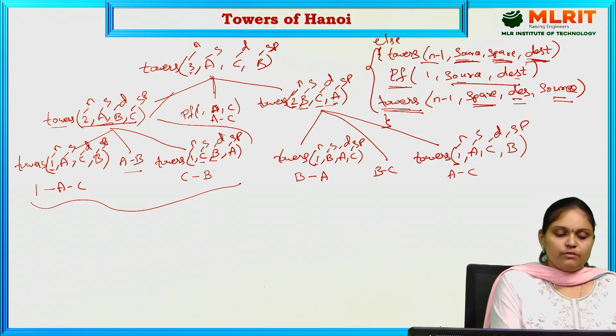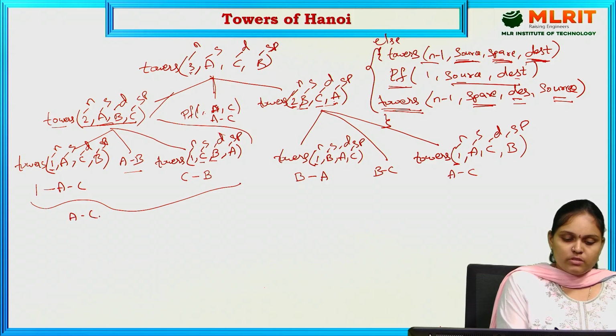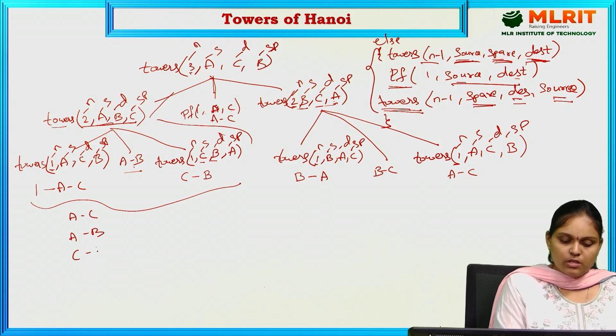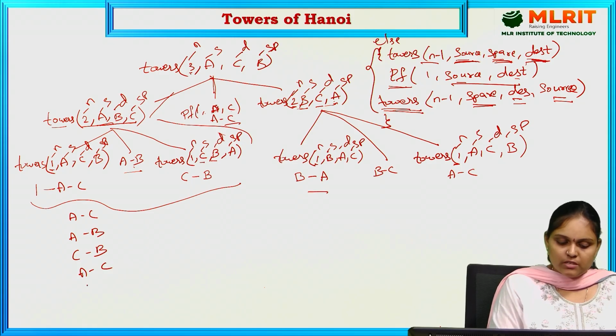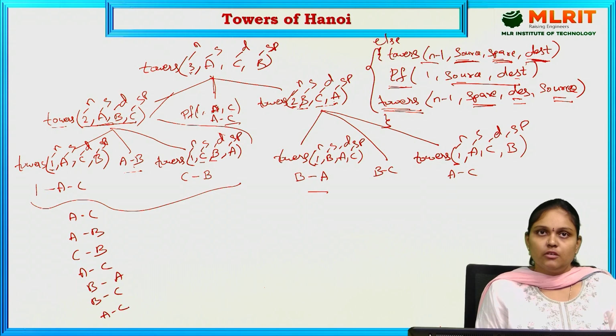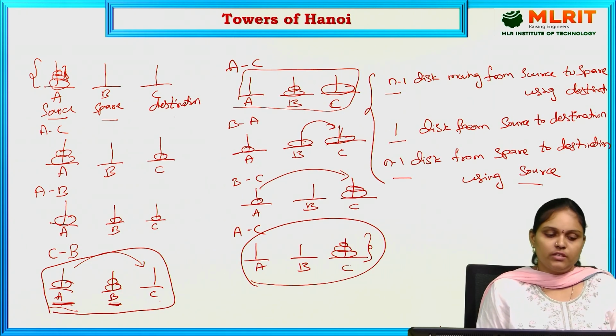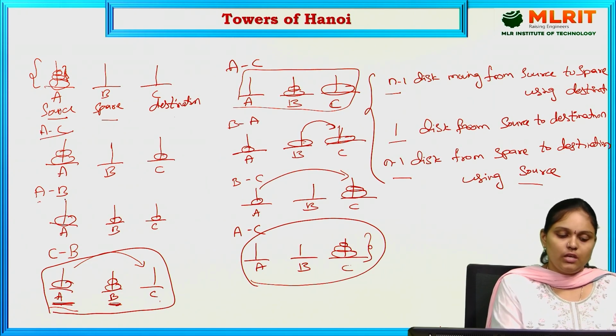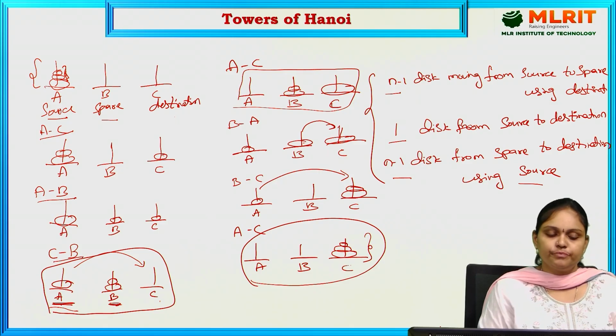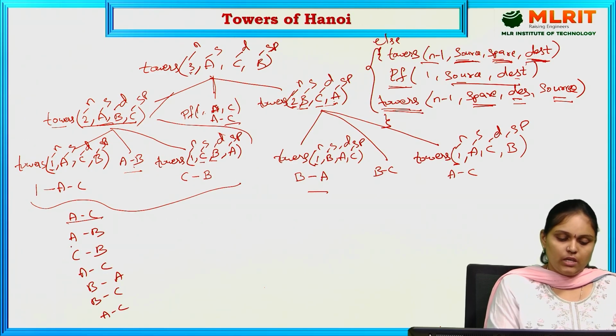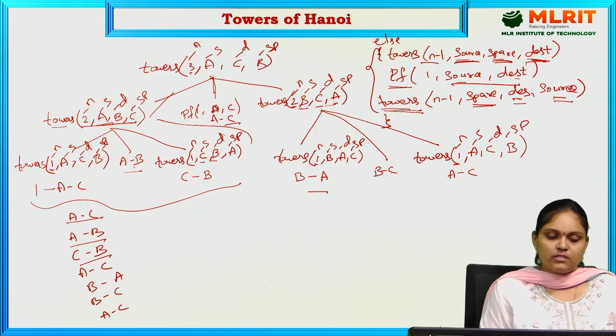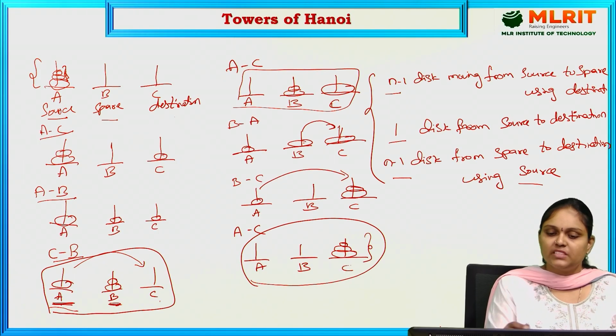So you can check, the first move will be A to C, the second move will be A to B and the next move will be C to B, next move will be A to C, the next move will be B to A and next it will be B to C and next it will be A to C. So just now we have tried over here, the first is A to C, A to B, C to B. So A to C, A to B and C to B.